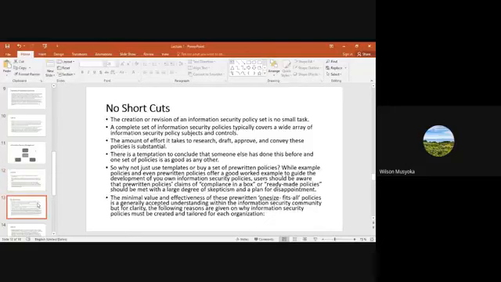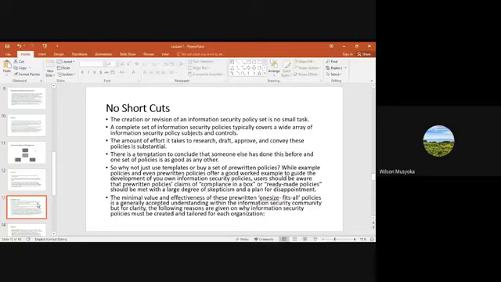So as you are looking at your business objectives, as you are developing your organizational strategy, information security needs to be one of those requirements. So the creation and revision of an information security policy is not just a small task. That is why we are saying there are no shortcuts, because you cannot say, I am going to copy this organizational information security policy and bring it to my organization and believe that it is going to work. No, that is not the case.